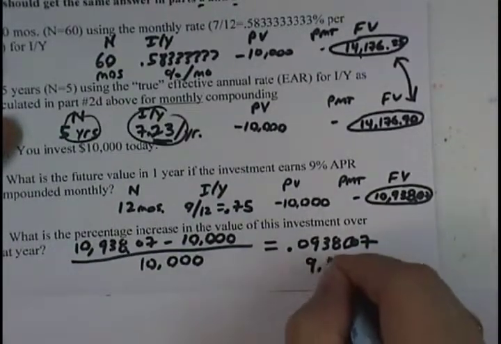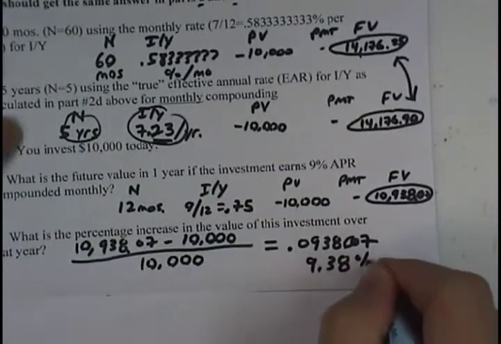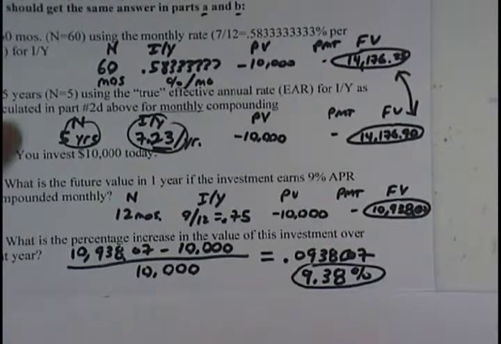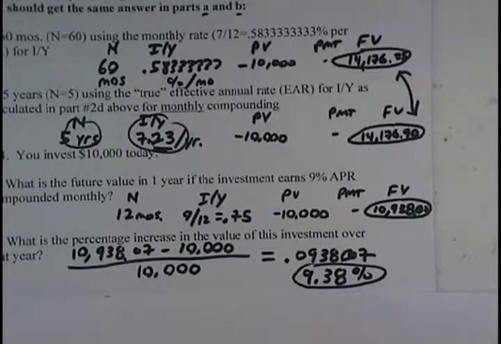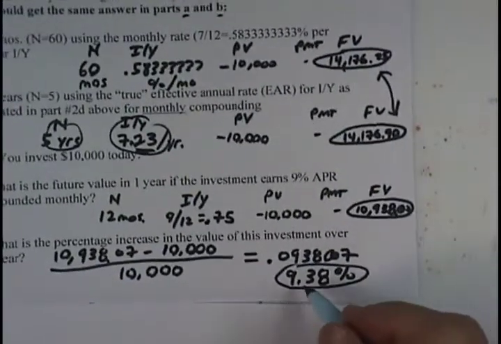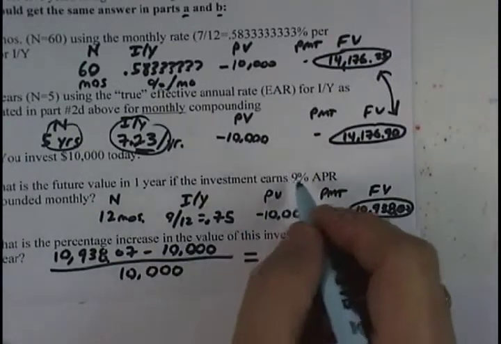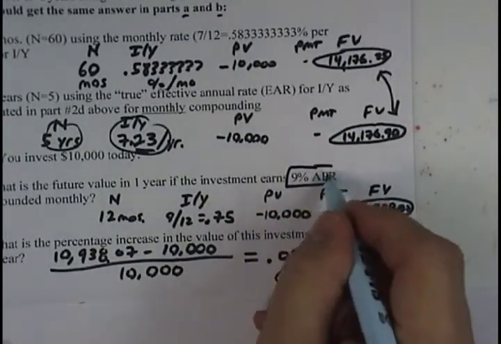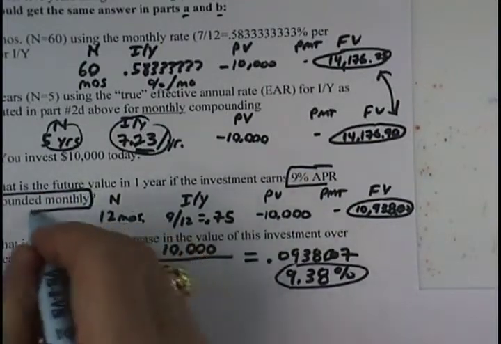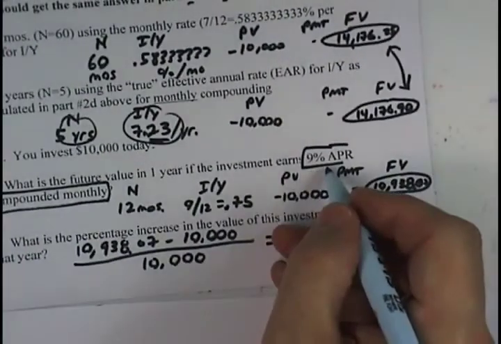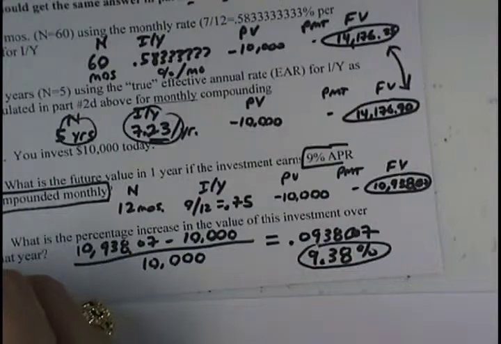So that is a 9.38% return over the year. That is what I effectively earned. I have 9.38% more dollars 1 year later. So for this 9% APR compounded monthly, I could see it really earned me 9.38%. That must be the effective rate for a 9% APR compounded monthly.